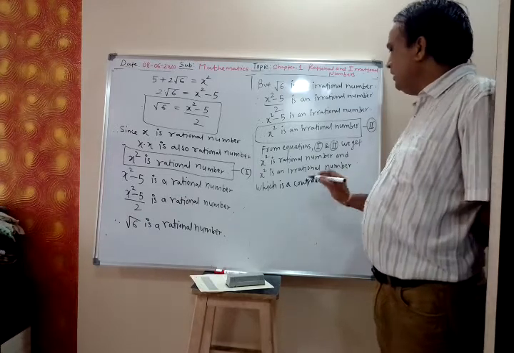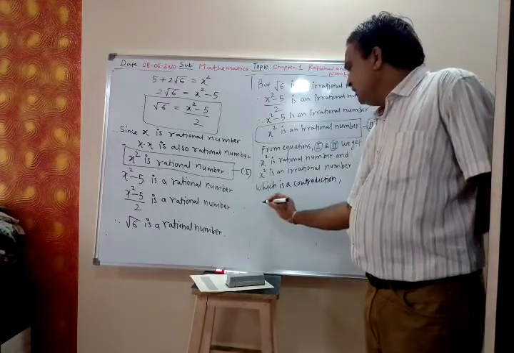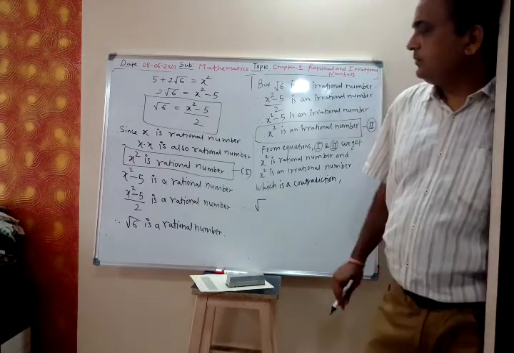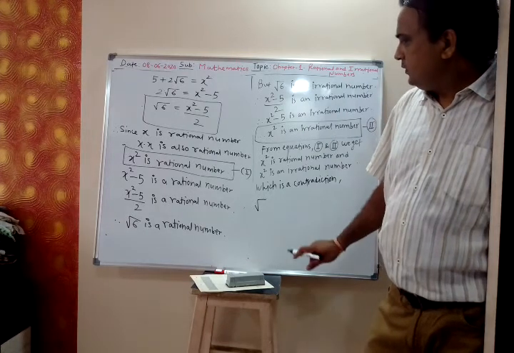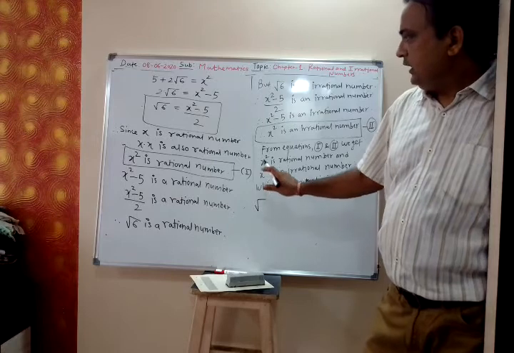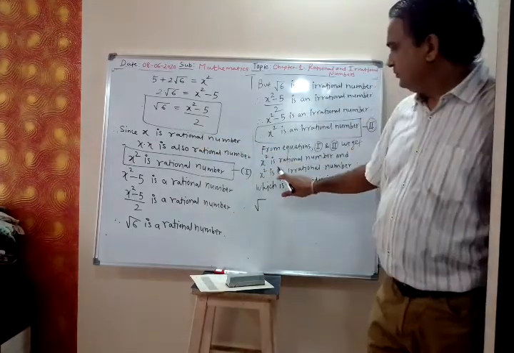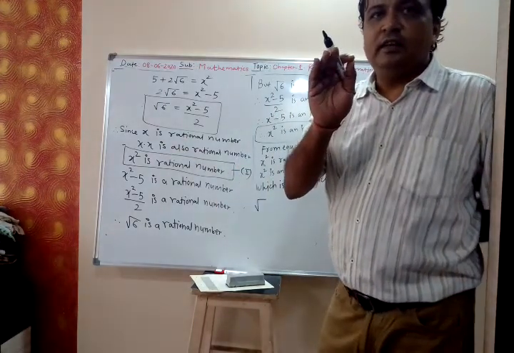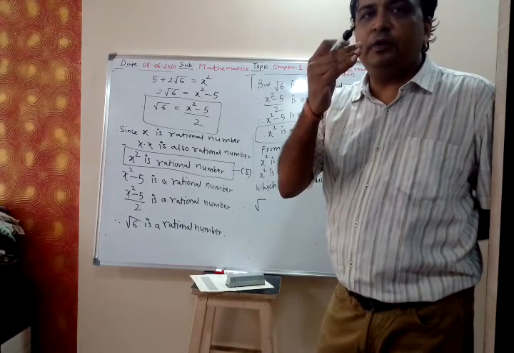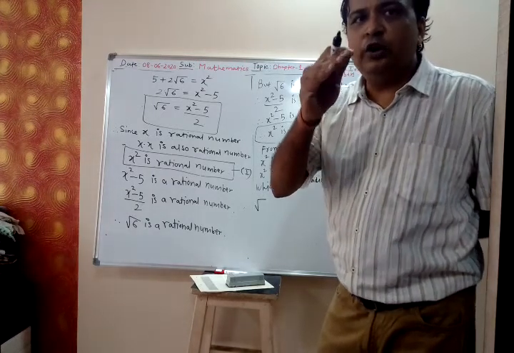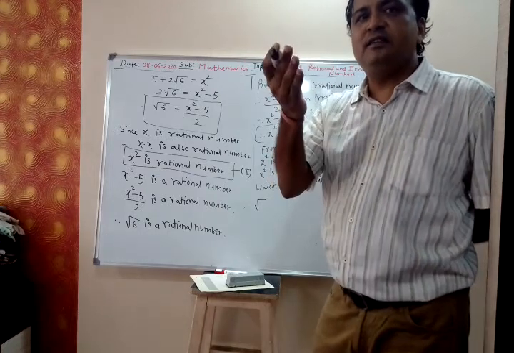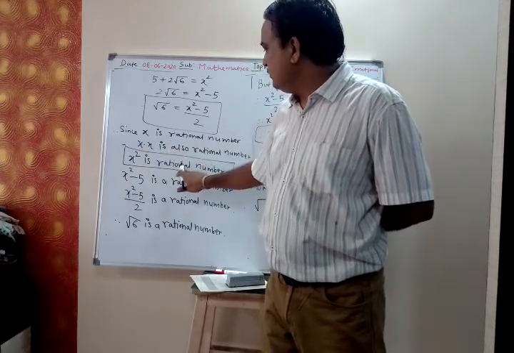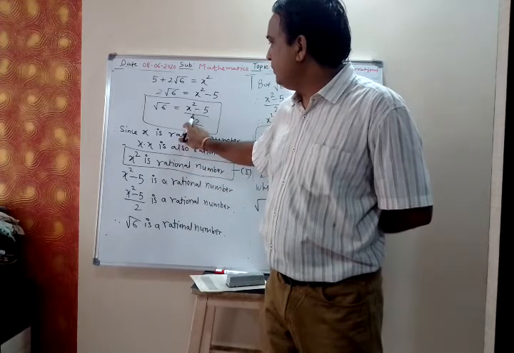We arrive at the contradiction because of the wrong assumption. Sir, why have you written x into x, how did it come? If one number x is rational, for example 2 is rational, 2 into 2, 4, is again rational. Same thing, x is rational, so x into x, x square, is also rational, because we want to get this form.